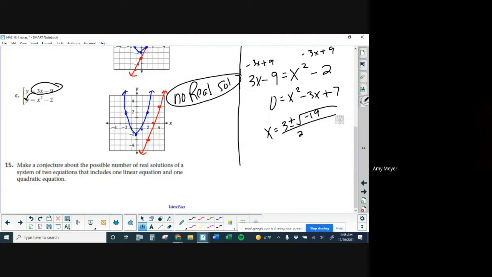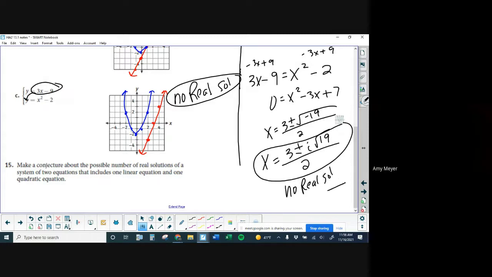So my equation was 0 equals x squared minus 3x plus 7. So quadratic formula, 3 plus or minus root negative 19 over 2. I'm going to simplify that just a little bit. I'm going to put i root 19 over 2. And I might say no real solutions still, but I can put that those are my imaginary solutions.